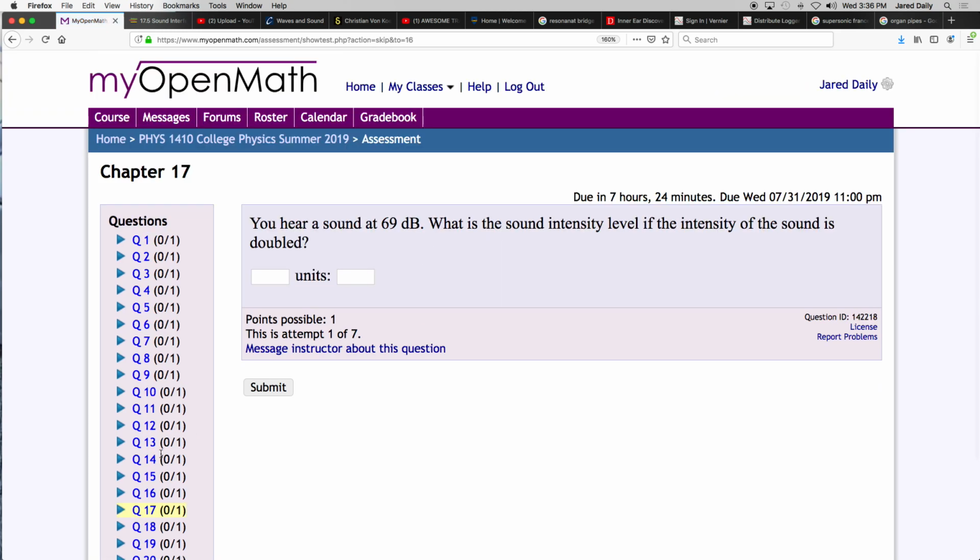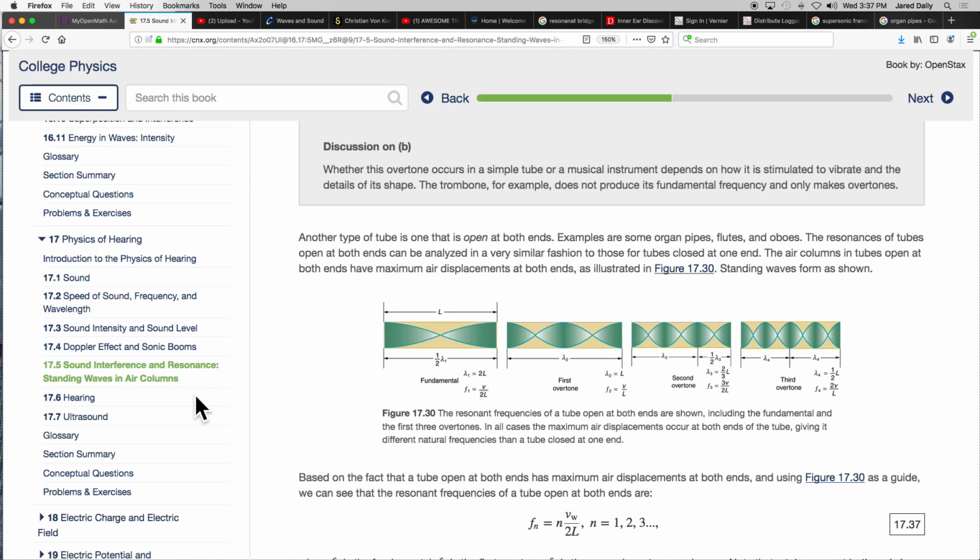All right. You hear a sound at 69 decibels. What is the sound intensity level if the intensity of the sound is doubled? So this one is a little bit tricky because there is a way to do the math, but it's easier to just look at the book. So sound intensity level, which is under 17.3.